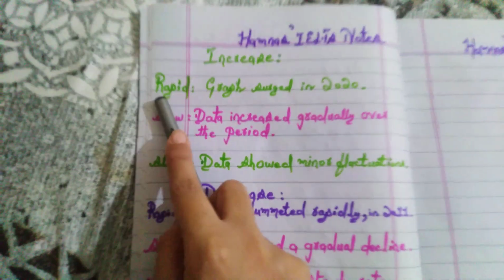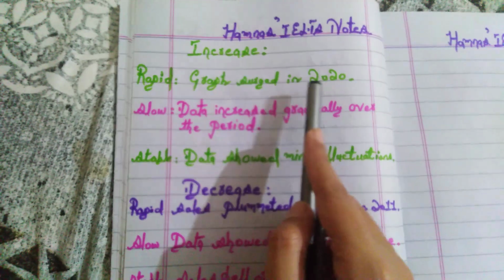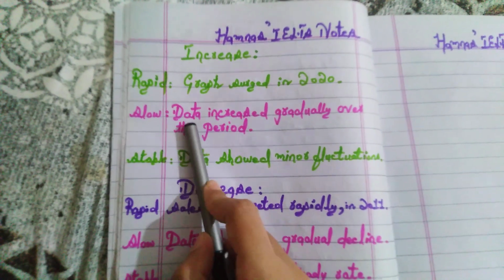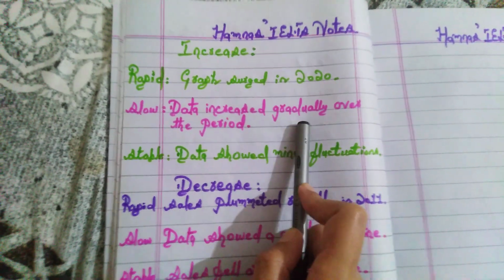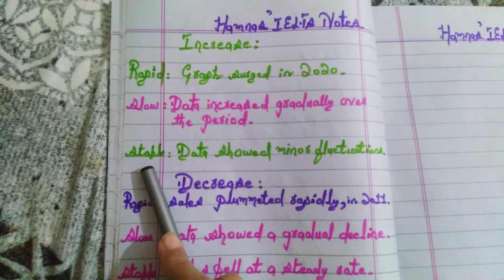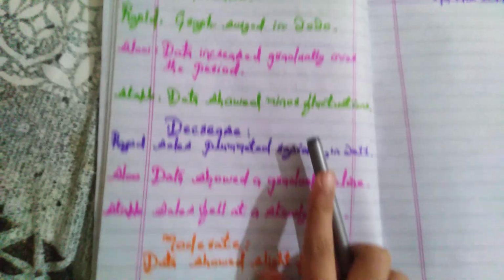If it's increasing rapidly, the band 9 phrase to describe it is: the graph surged rapidly in 2020. If it's a slow increase: the data increased gradually over the period. Gradually is a band 9 advanced word. If it's stable: the data showed minor fluctuations over the given time frame.